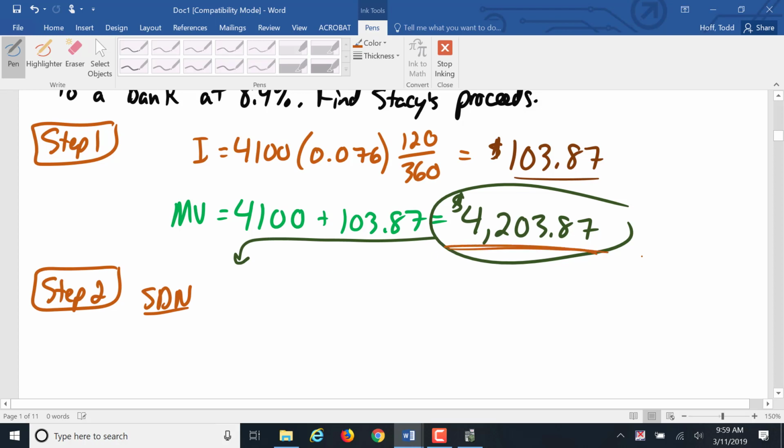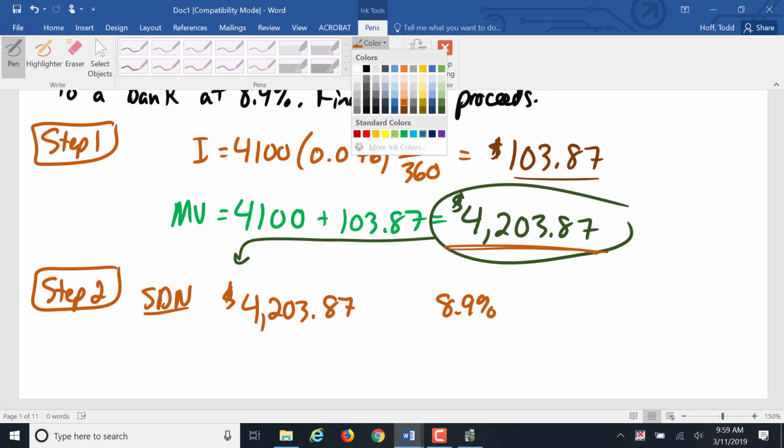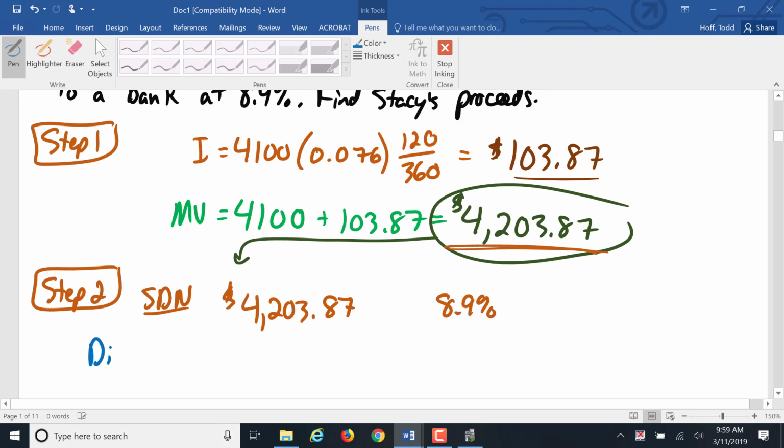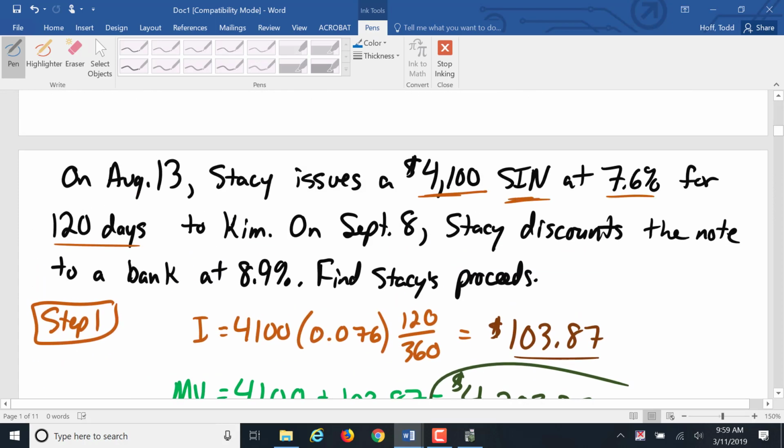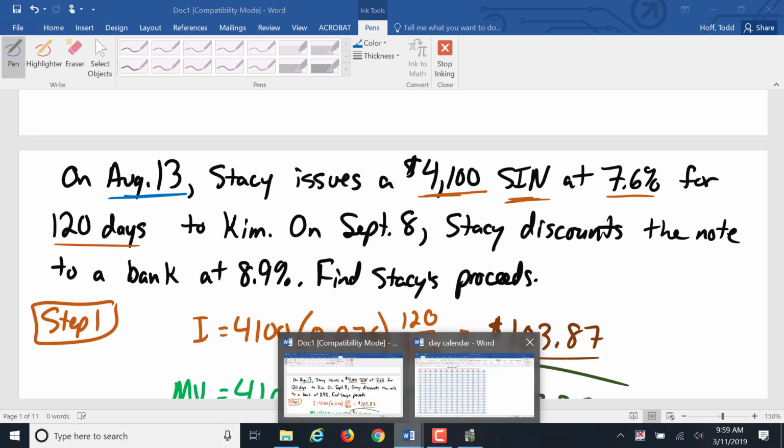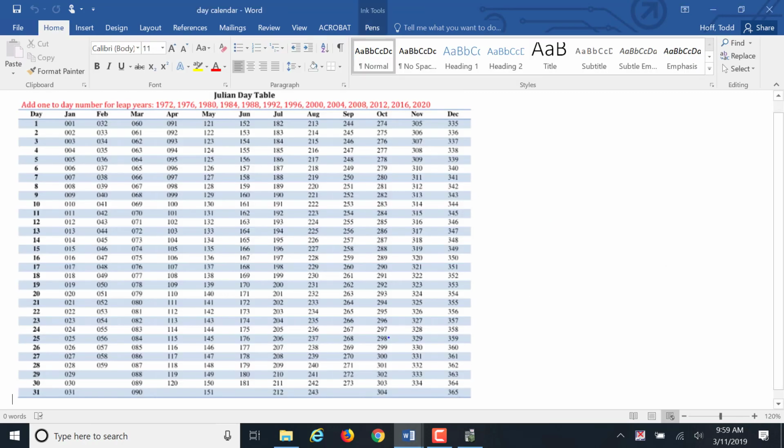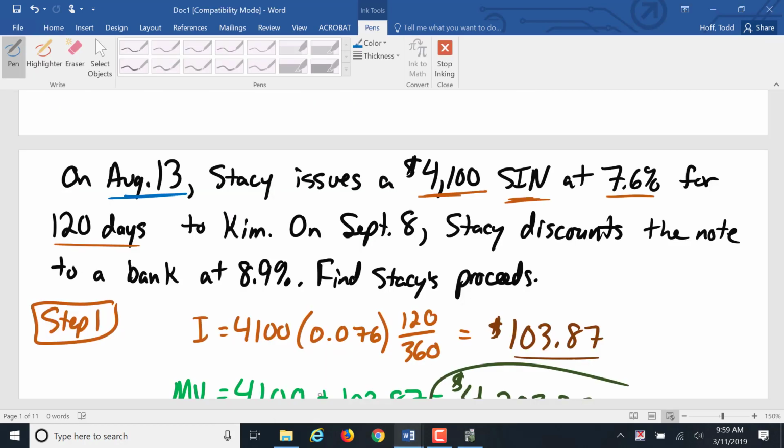So we have a face value of $4,203.87, our rate of 8.9%, simple discount note again. We need to define our discount period. So what we need to do is look at the number of days that have gone by. This note was created on August 13th. So I'm going to go to my day table and find August 13th. That looks like day 225 is the 13th of August.